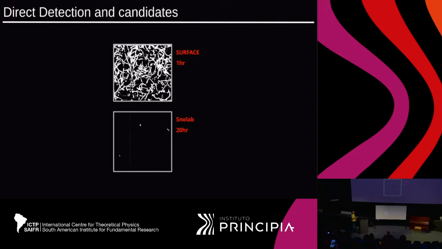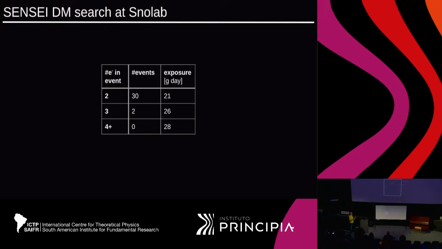So we did a search with SENSEI. We took data for some time, and then we did a search. We looked for these low energy events. Remember that we are looking for super low threshold because that's the only chance that we have to see something if we are looking for light dark matter. After that, we got not a spectrum, but a table, okay? Here I'm showing you the number of events that we had with 2 electrons in them, the number with 3, and the number with 4 or more electrons in them.